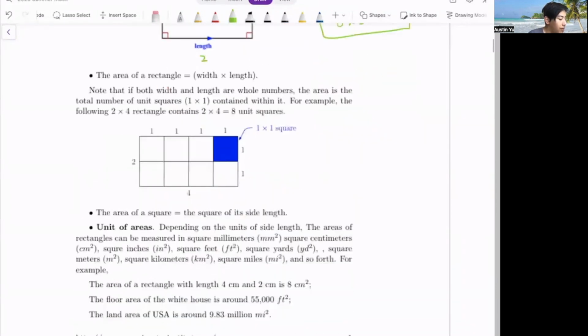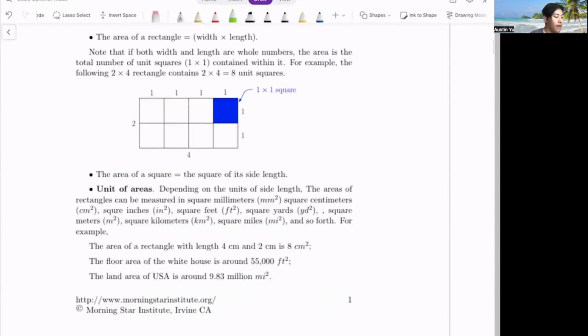Note that if both width and length are whole numbers, the area is the total number of unit squares, 1 times 1, it contains within it. For example, the following 2 times 4 rectangle contains 2 times 4 equals 8 unit squares. So for example, 4 can be broken down into 4 ones, and each one can be made into a 1 by 1 square, with 2 rows of 4. So the area of a square equals the square of its side length.